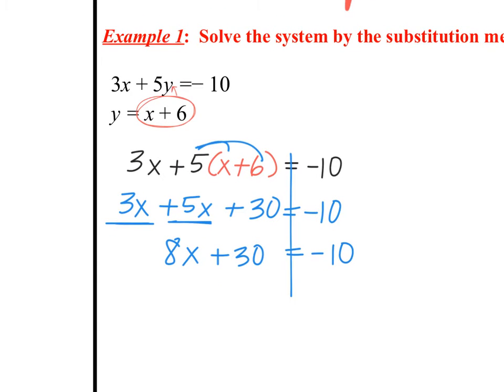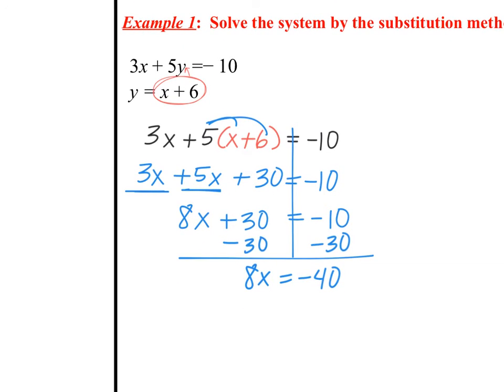Thirty's being added, so you would subtract. This is -10 down 30 more. So it's 8x is equal to -40. What's the last thing you need to do with that 8? Divide. So x equals -5. You can circle it. It's important. It's not your final answer. You got to plug back in to get y.